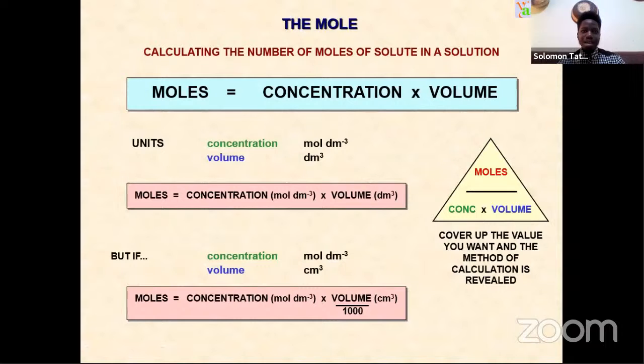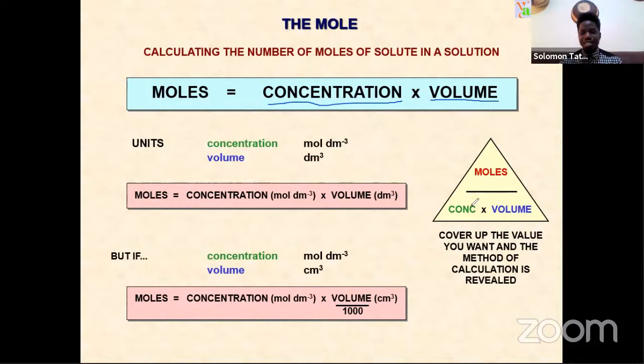We can look at these formulas on calculating moles of solutes in a solution. So we know that the formula for moles is equivalent to concentration multiplied by volume. You can make each of these a subject to find the other formulas, and we can see that here in our triangle.